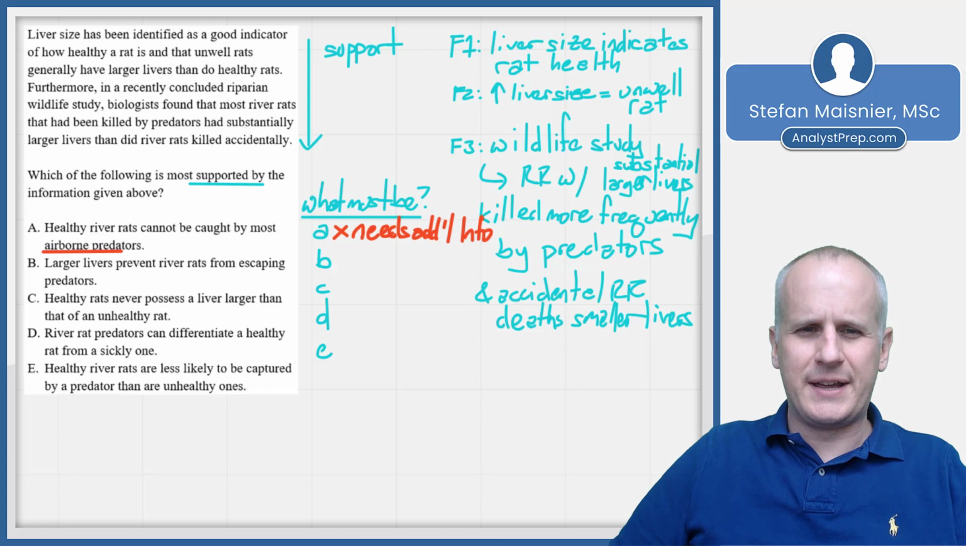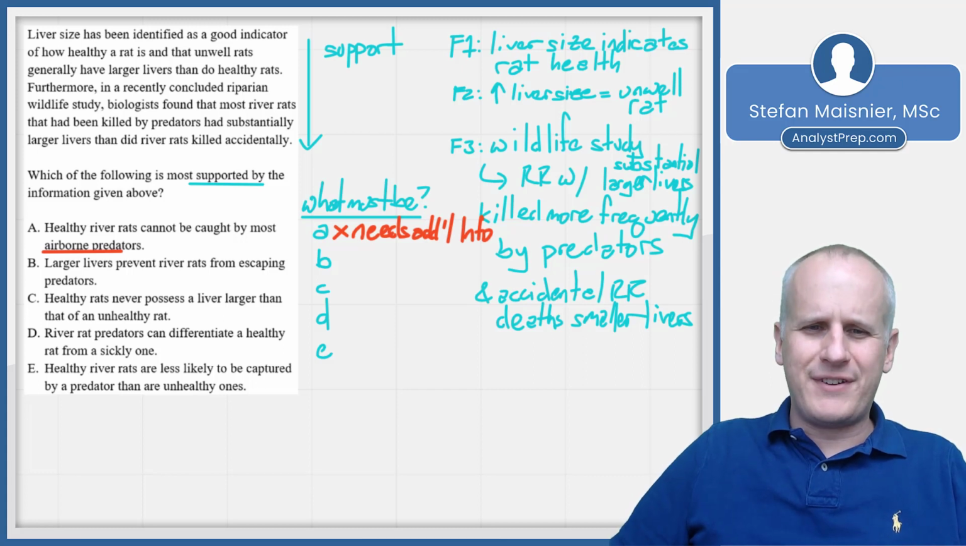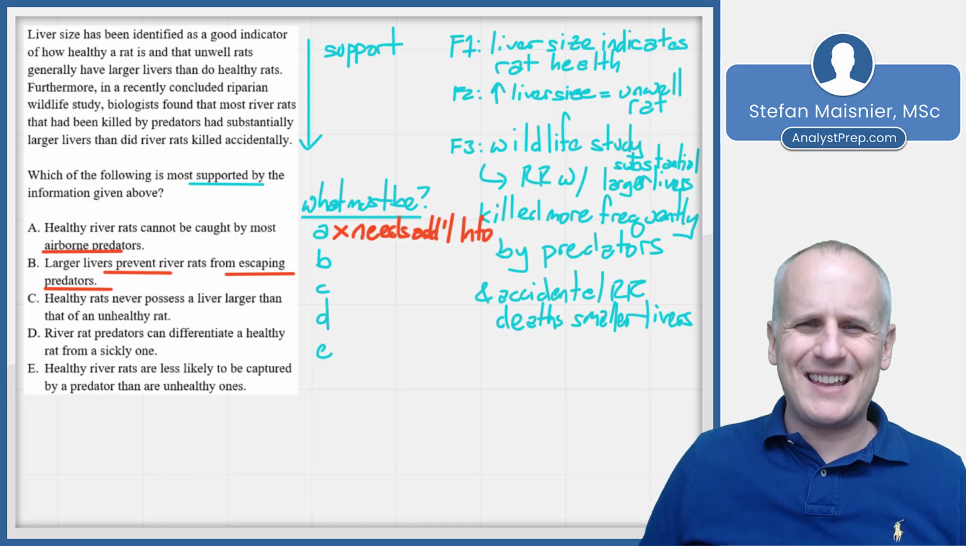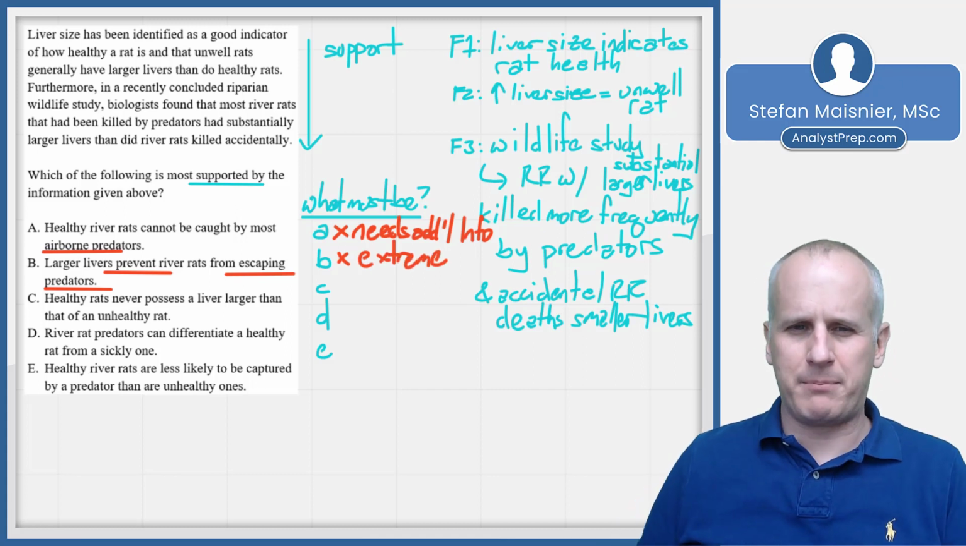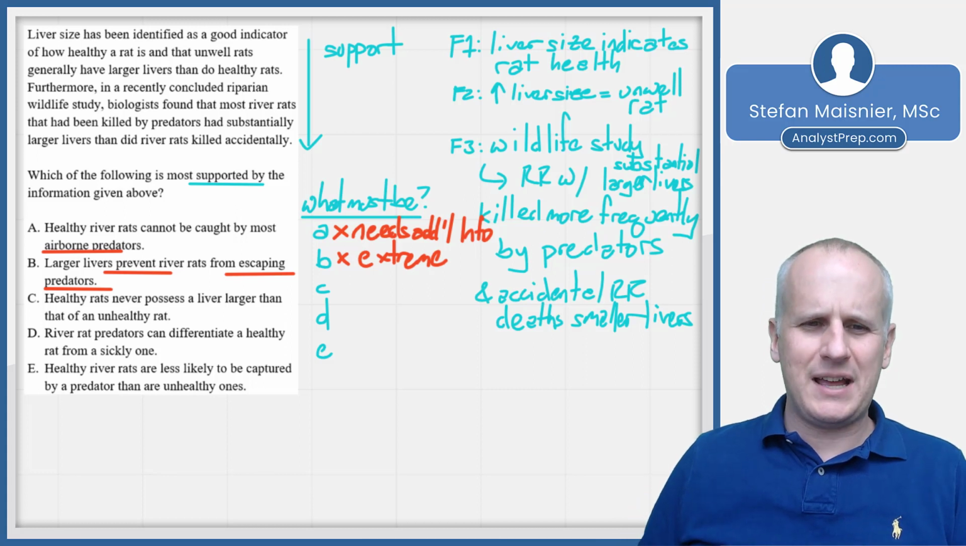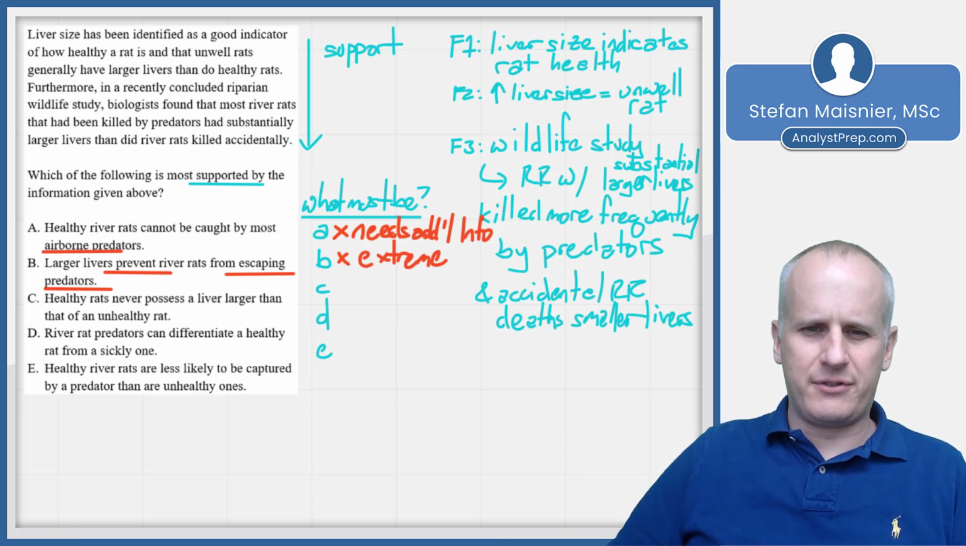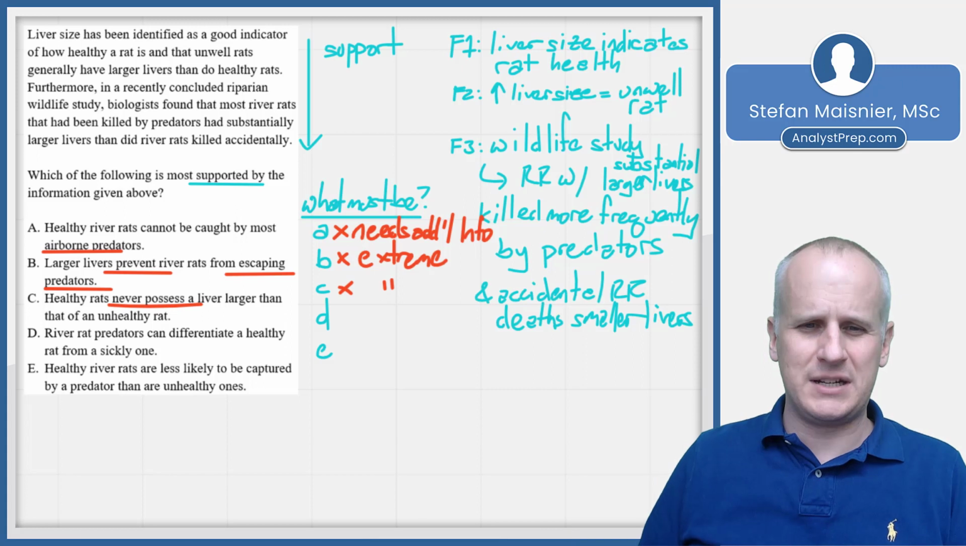You can eliminate choice A. Choice B, larger livers prevent river rats from escaping predators. So again, this seems potentially reasonable, but prevent is going to be extreme. We don't know that all river rats with larger livers get caught by predators. Then choice C, healthy rats never possess a liver larger than that of an unhealthy rat. Well, again, we've got that never, so that's going to be extreme. We can eliminate choice C.